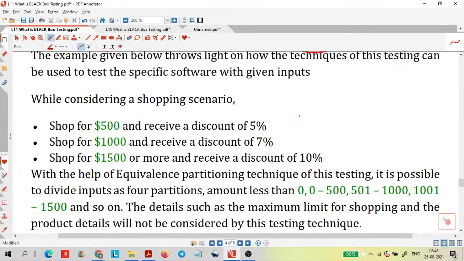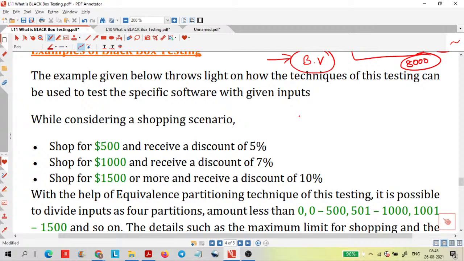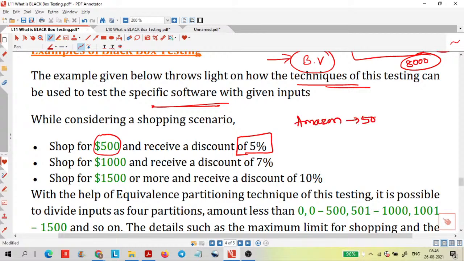Okay, and also there is one scenario here. The example given below throws a light on how the techniques of this testing can be used to test the specific software with the given inputs. तो यहाँ क्या होता है, shop for $500 and receive a discount of 5%. सपोज आपने अभी फ्लिपकार्ट और अमेजोन थ्रू ई कॉमर्स में शॉपिंग किया ₹500 का, तो आपको 5% डिस्काउंट मिलना चाहिए.